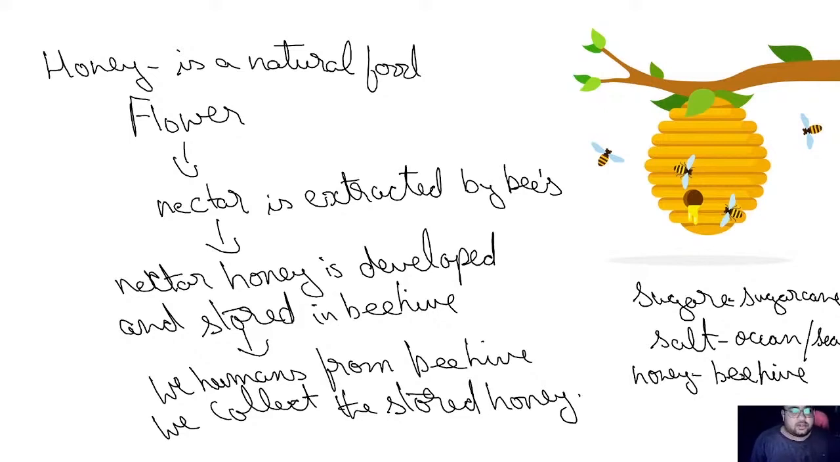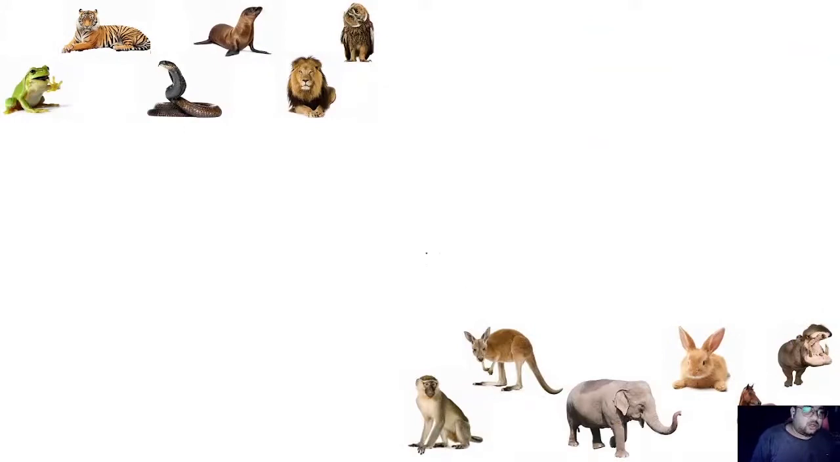So honey is also a natural food, which has a different form, and how it is brought out for us to use as food is the process that has been explained to you all. Okay, we'll go to the next topic, that is, what do animals eat? Just write down what do animals eat, and under that you can write carnivorous.